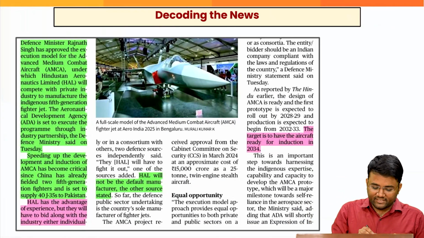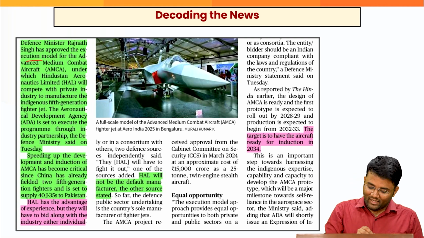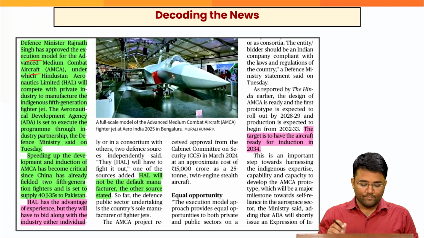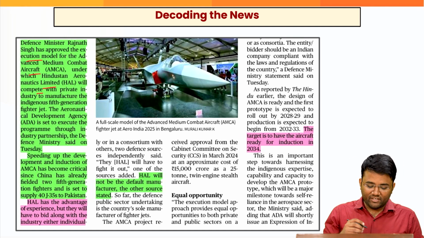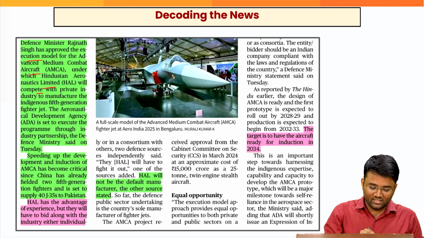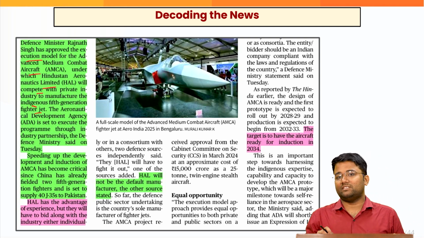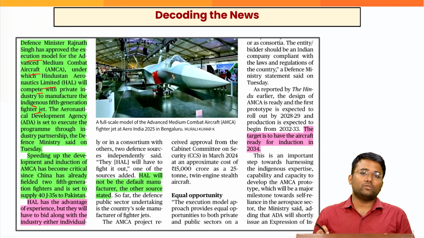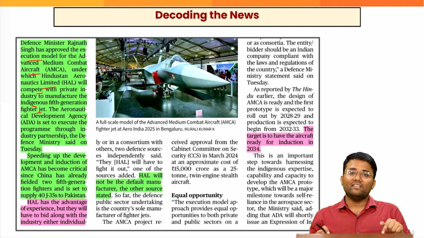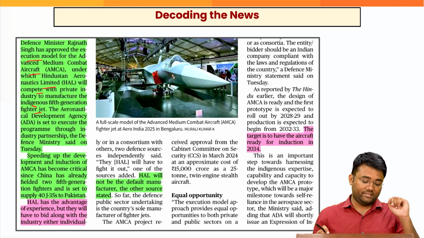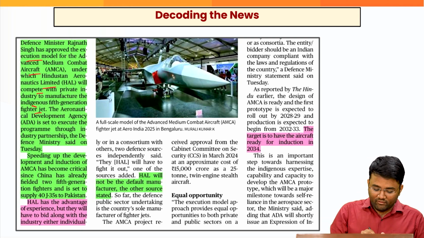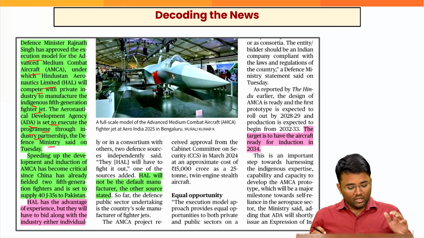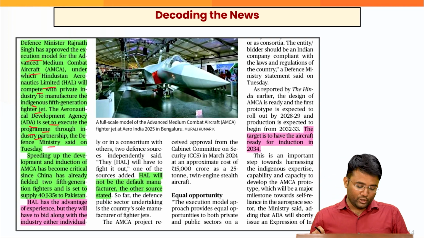So Defense Minister has approved the execution model for Advanced Medium Combat Aircraft AMCA, under which HAL will compete with the private industries to manufacture the indigenous 5th generation fighter jet. As of now, the Tejas is being manufactured by HAL, Hindustan Aeronautics Limited only, but here they will be competing with other private players. Also, the Aeronautical Development Agency is set to execute the program through industry partnership, the Defense Ministry said on Tuesday.